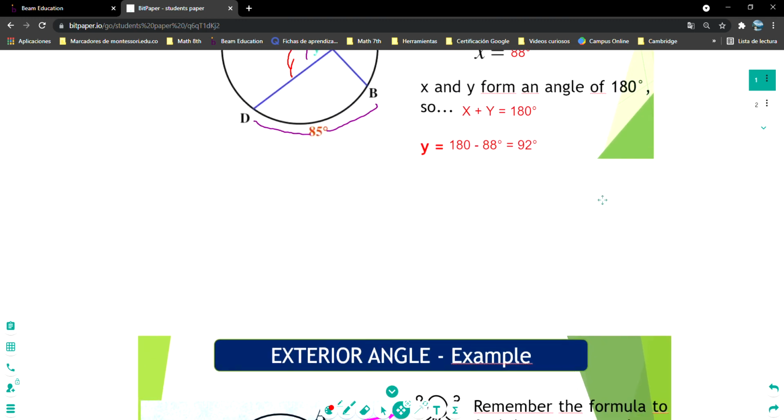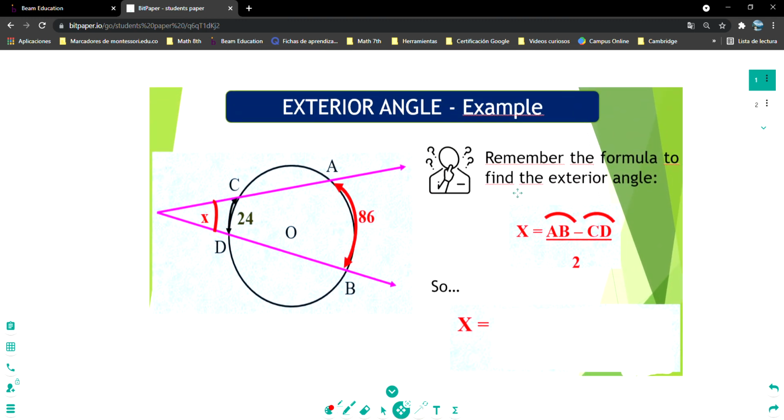Okay, guys, let's see now another example with exterior angles, okay? And here we have a formula to find exterior angles. This is similar to the interior, but now with a negative sign. So in the interior angles, we add the arcs that form the angle divided by 2. But now in the exterior, we subtract the arcs that form this angle. So if we have this angle X, this is exterior because this is outside the circle, all right? So we just subtract the greater arc, which is AB, minus the arc CD, divided by 2, all right?